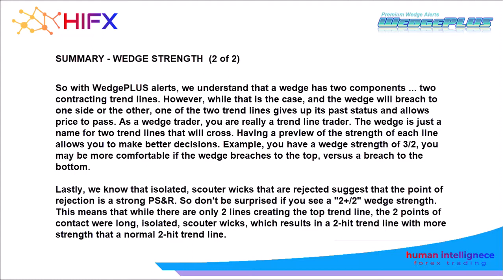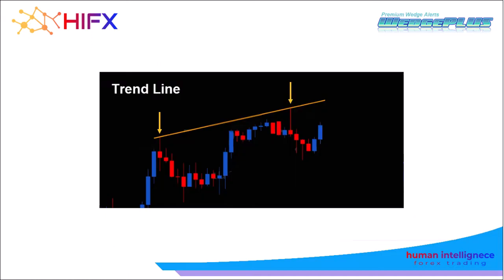Meaning it's not just normal 2 hits, it's above and beyond 2 hits. So a 2+ is very close to being a 3 in terms of how you need to see it. Okay. So it's still a 2-hit trend line, but with much more strength than a normal 2-hit trend line. And so here's an example of a trend line on scouter wicks.